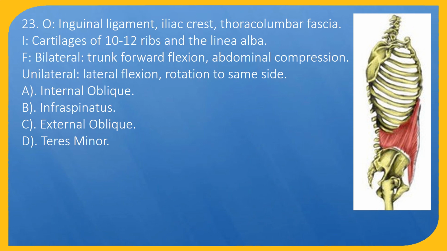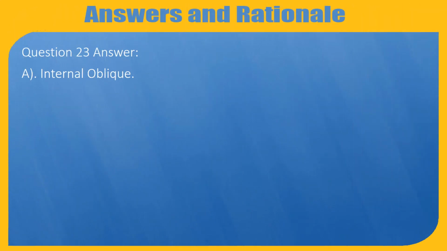Question 23. O: inguinal ligament, iliac crest, thoracolumbar fascia. I: cartilages of 10-12 ribs and the linea alba. F: bilateral, trunk forward flexion, abdominal compression. Unilateral, lateral flexion, rotation to same side. A. Internal oblique. B. Infraspinatus. C. External oblique. D. Teres Minor. Question 23. Answer A. Internal oblique.